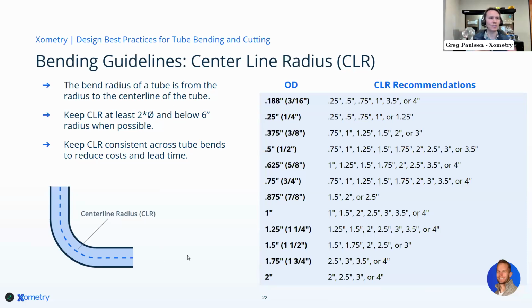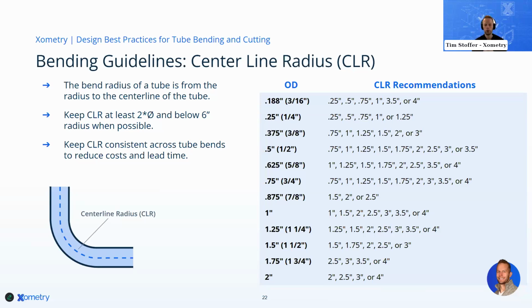Times diameter and below. 6 inch is kind of like in general, in quarter inch increments. We don't usually have a 1.333 or something like that. There are instances where we could find one, but this is a good representation of our partner. So if you design your tubes to these center lines, we can ensure that we can make it.